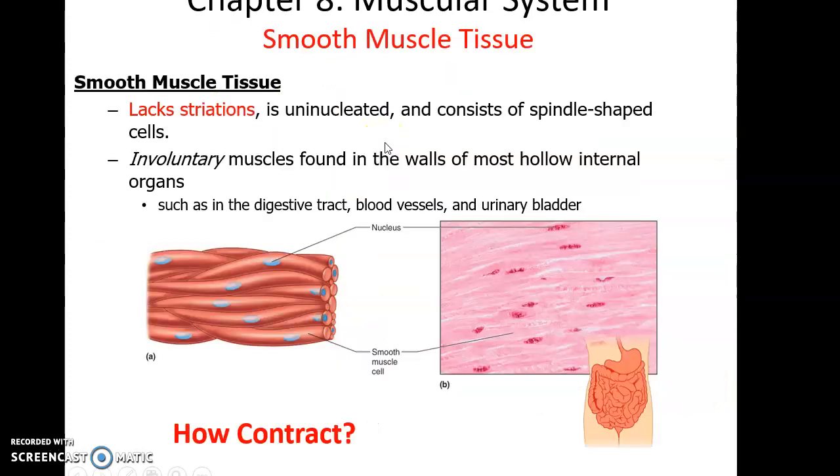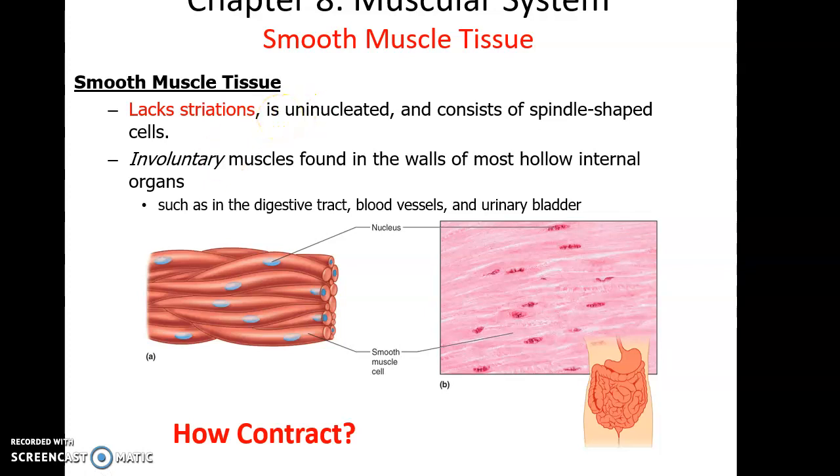Pretty crazy, that. All right, and finally, we have smooth muscle tissue. Smooth muscle tissue lacks striations, no myofibrils. Smooth muscle cells are uninucleated, one nucleus per cell. They are kind of spindly in shape, so they taper off at their ends. So thick in the middle with the nucleus, tapering toward the ends. Smooth muscle tissue is also involuntarily controlled. So we do not have to consciously think to get smooth muscle tissue to contract.